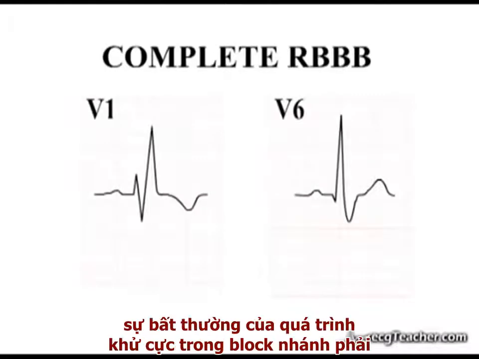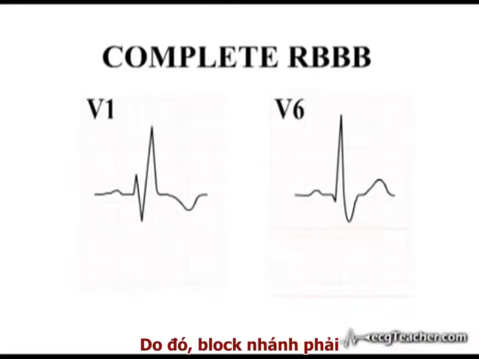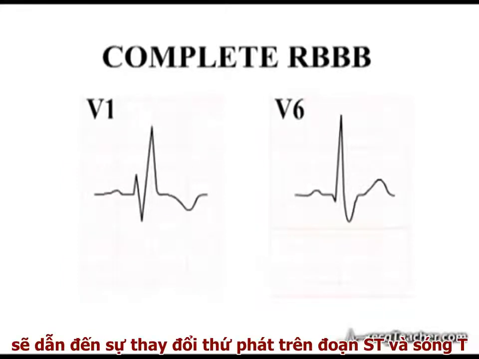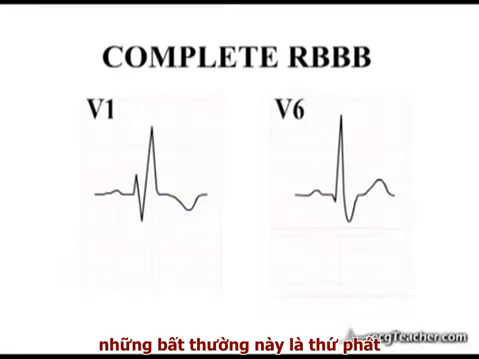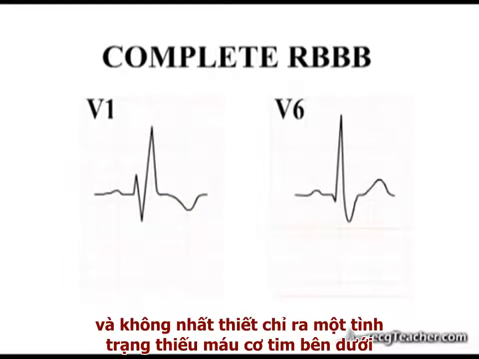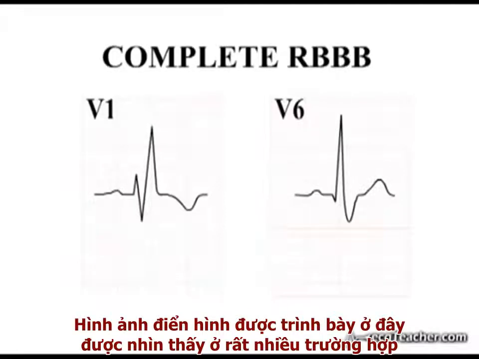Note also that the highly abnormal pattern of depolarization in right bundle branch block results in an altered pattern of repolarization in the right ventricle. Right bundle branch block is therefore associated with ST and T-wave abnormalities in the right-sided chest leads. These abnormalities are a secondary phenomenon and do not necessarily indicate underlying ischemia or strain. The classic pattern shown here is seen in many cases.